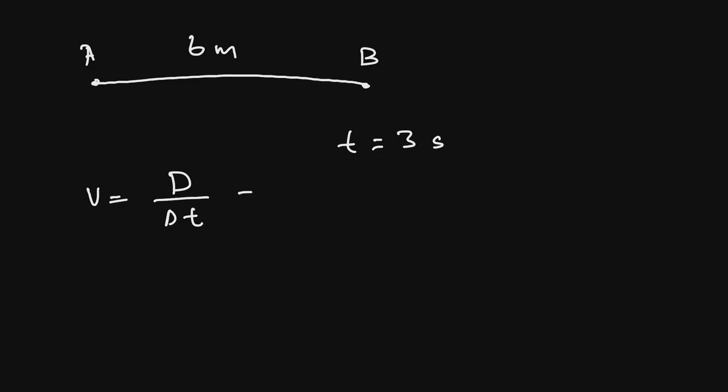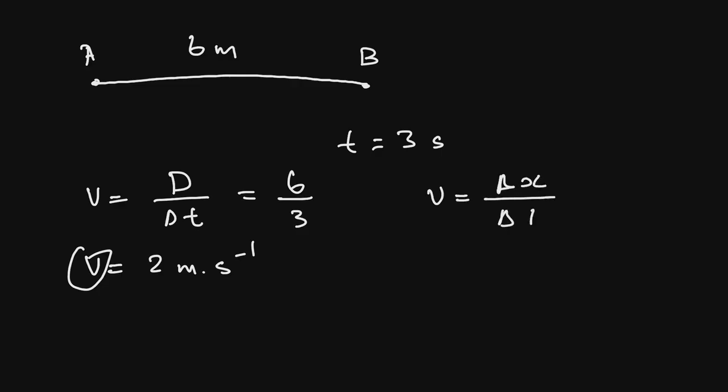So we substitute: we have 6, and the total time is from 0 to 3, so the change in time is 3. The speed will be 6 over 3, which gives us 2 meters per second. When we calculate the speed, we don't care about the direction. But for the same problem, if they ask you to calculate the velocity of the object moving from point A to B, the average velocity will be the change in displacement over change in time.